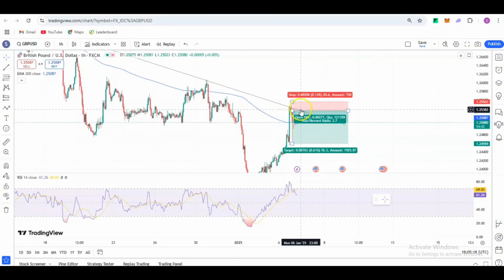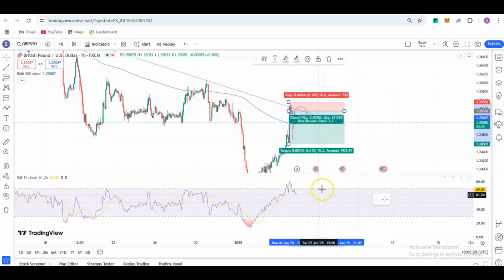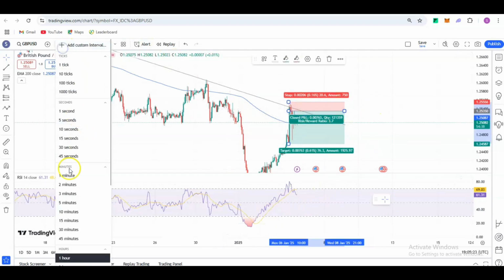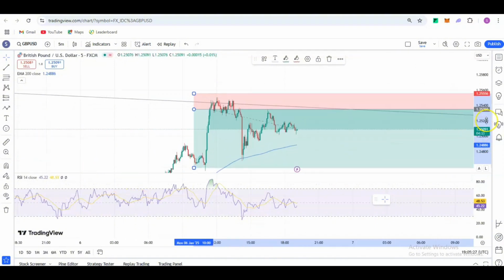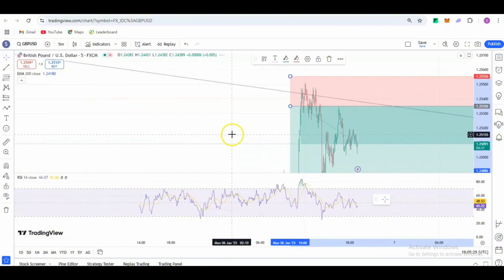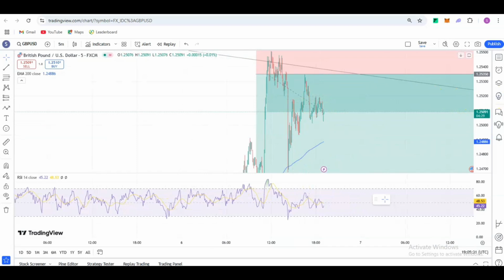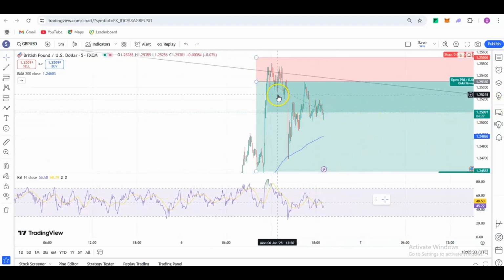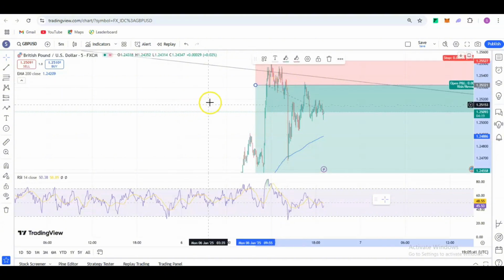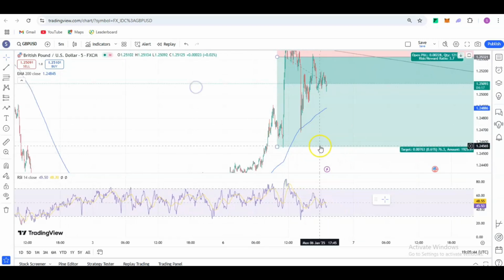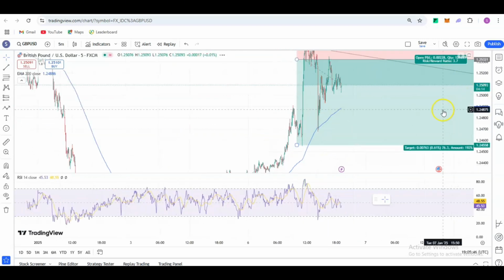So after our entry, let me go to 5 minutes. So after our entry, there is a bit of, okay, the market starts moving. I think our entry should be somewhere around here. Yes, our entry is somewhere around here. And our TP is here.